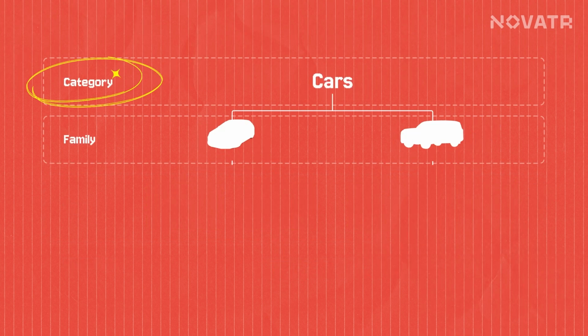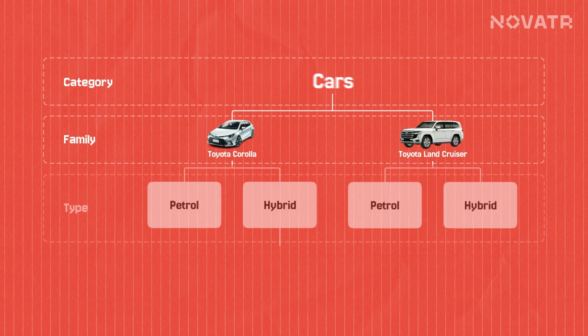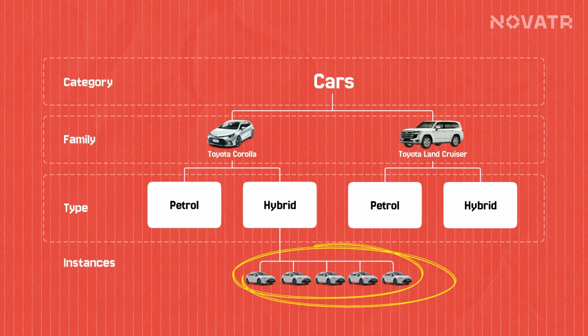Think of cars like the categories. Within that, you have families. Say a Toyota Corolla or a Toyota Land Cruiser. Each of those comes in different types, like a petrol model or a hybrid model. And finally, the instance is your own Corolla, the one parked in your driveway.